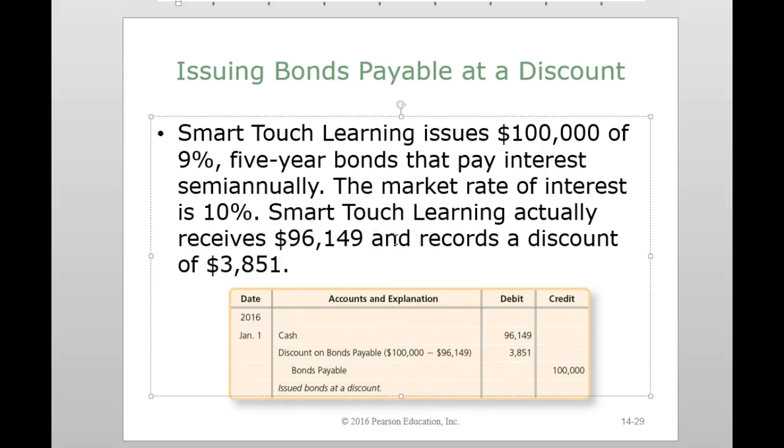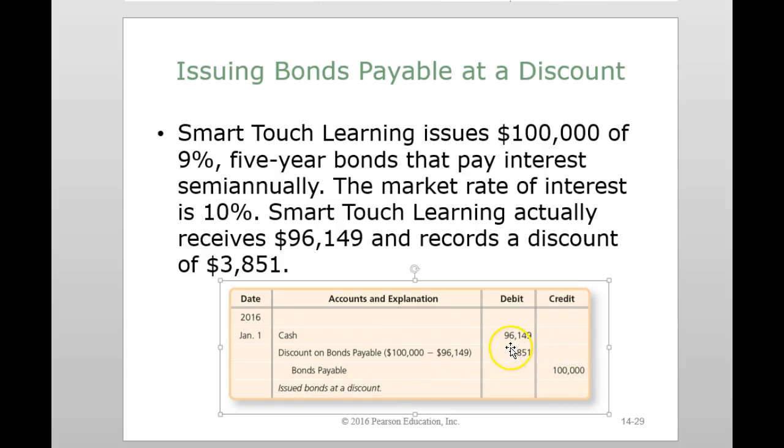So what ends up happening, after calculations to compensate for the differences in interest, is they find out that they're going to receive $96,149 instead of that $100,000. So I'm still going to record that bond payable at $100,000, but I'm only going to receive $96,149, and that will have to show a discount right here. So that's how we balance that out.